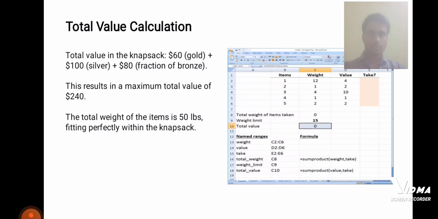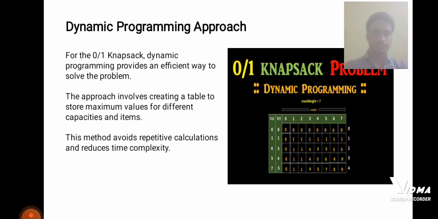Total value calculation. Total value in the knapsack: $60 gold plus $100 silver plus $80 fraction of bronze. This results in the maximum total value of $240. The total weight of the items is 50 lbs, fitting perfectly within the knapsack.